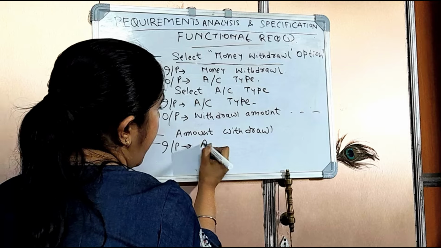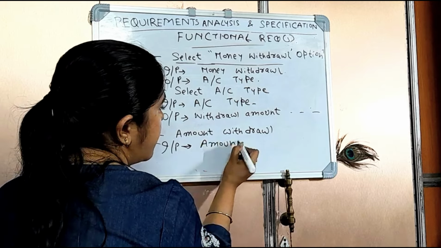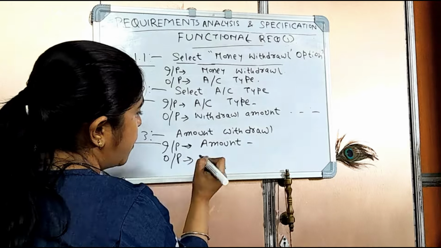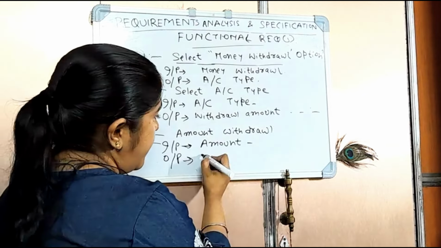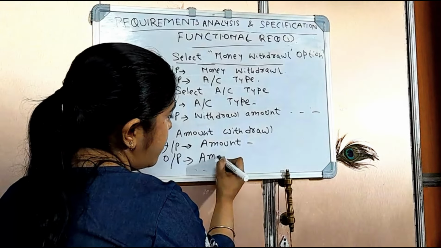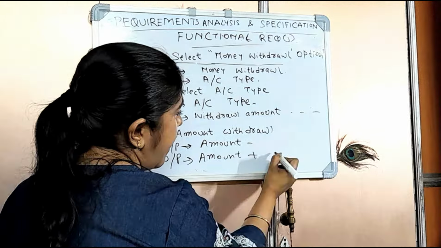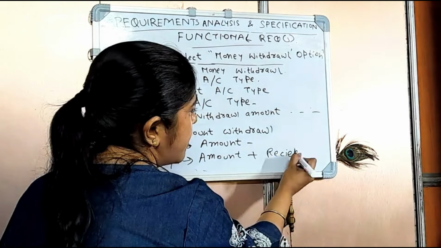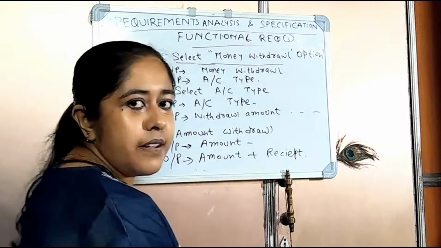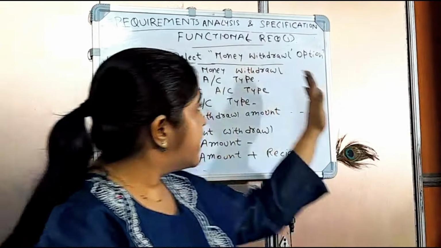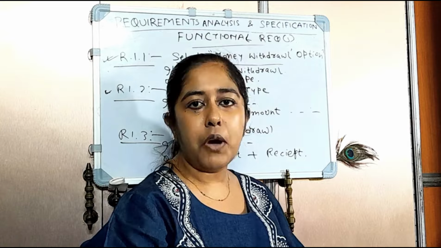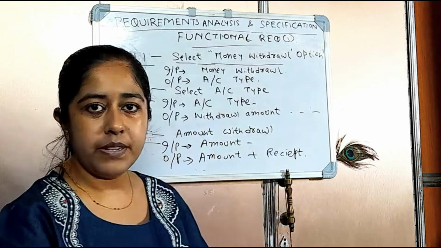Input will be the amount which you want to withdraw. You will give that amount. What will be the output? Output will be, it will give you the required amount as well as a slip, that is a receipt of the amount which has been taken by you. So this is the procedure of how we write our functional requirement in our SRS document.